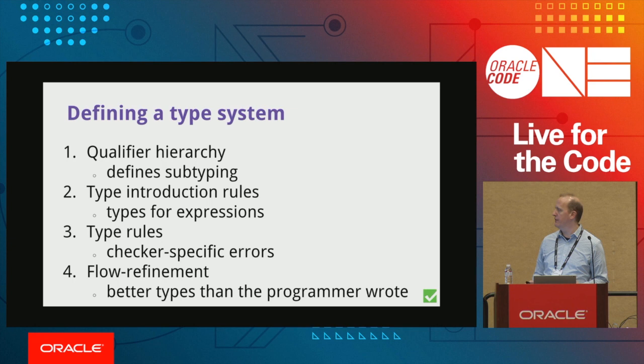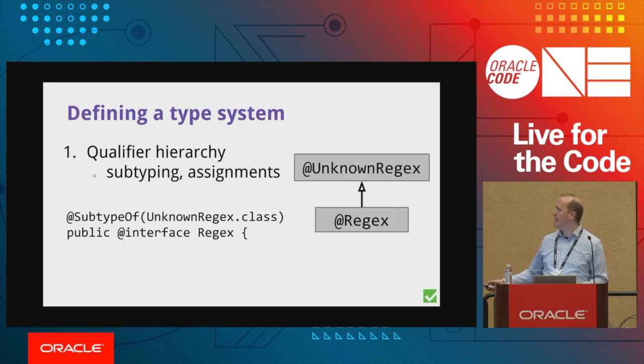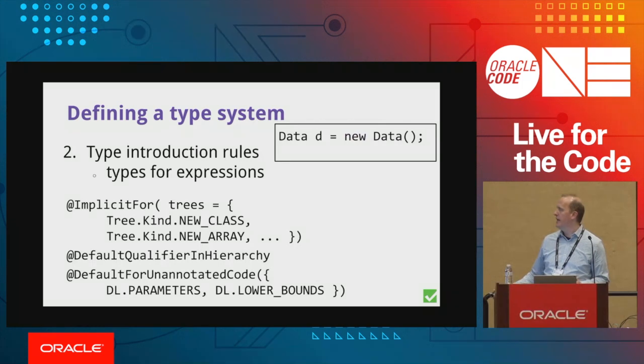And finally, flow-sensitive refinement. So defining the qualifier hierarchy is the simple declarative mechanism to say this qualifier is a subtype of this other qualifier. For type introduction rules, we have many declarative mechanisms to say for this particular tree, this annotation is implicit. So this string of this particular format always has this annotation. If this is not powerful enough for you, like in the regular expression checker, where you actually have to compile the string literals to determine how many capturing groups you have, you implement it yourself in the annotated type factory.